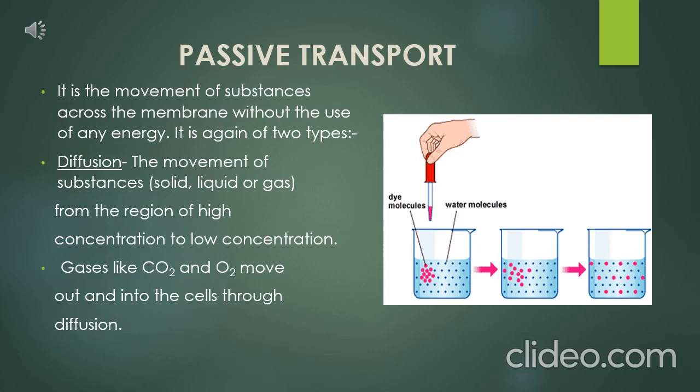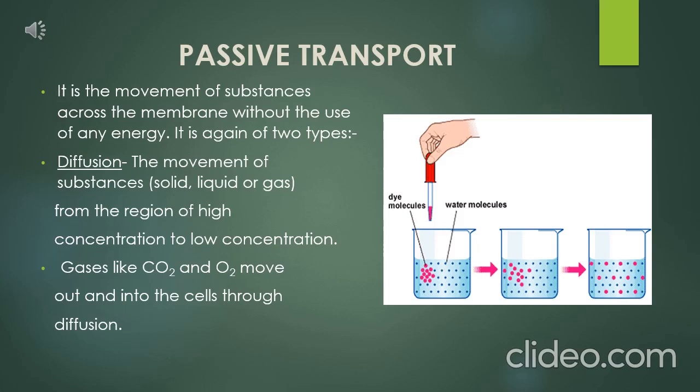First is diffusion. Now what is diffusion? The movement of substances, whether solid, liquid or gas, from the region of high concentration to low concentration. See, one picture is given on this slide. In this we have taken water in a beaker and we put some dye in it. After that you will see that the dye will spread through the whole water, the dye molecules will diffuse into the water molecules. This is due to the process of diffusion.